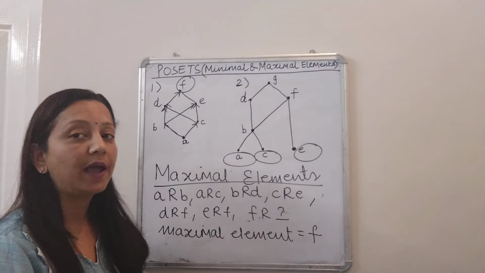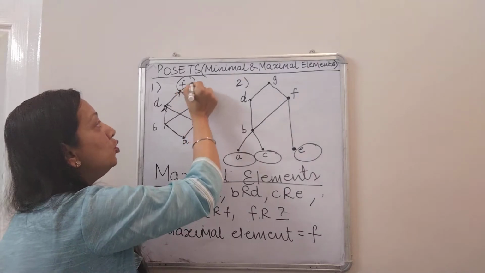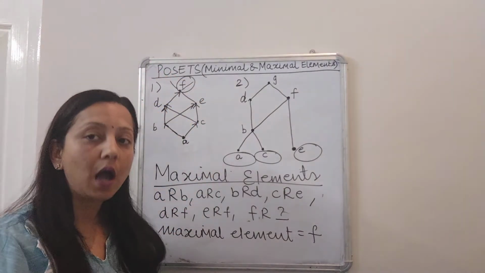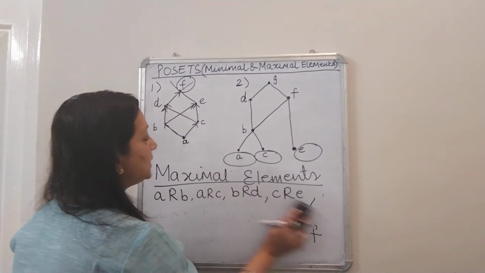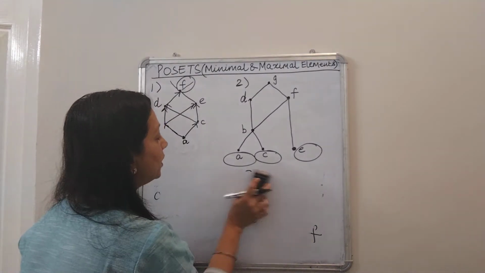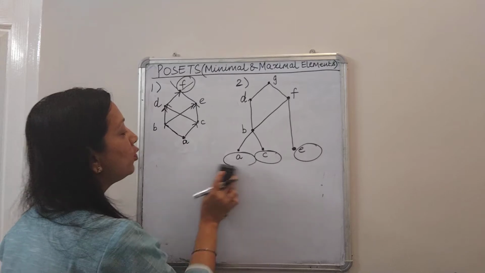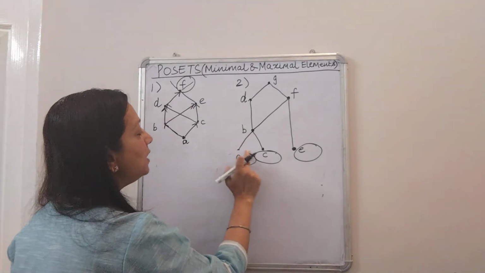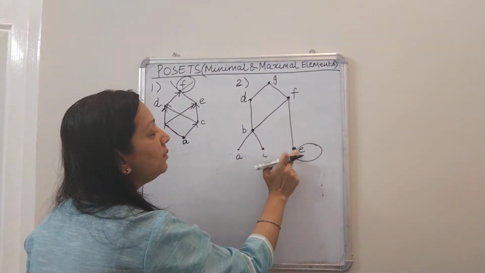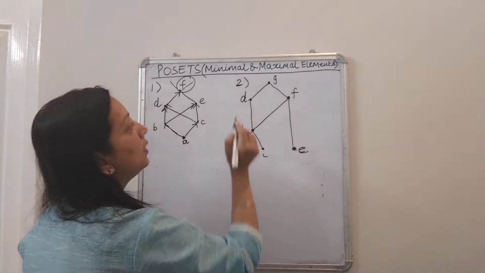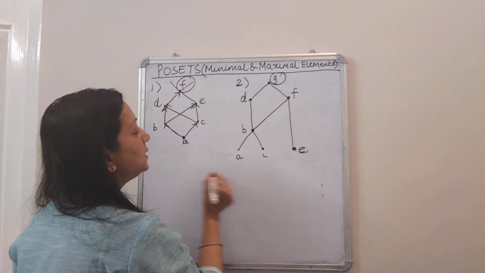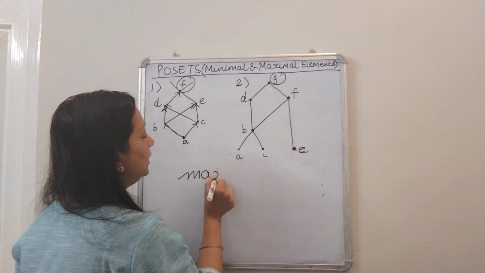In a further simplified manner, I can say that the maximal element would be found at the top of the hash diagram, from where no other branches are going upwards, right? Now in my second hash diagram, can you tell me which is the maximal element? G is the maximal element in this hash diagram.